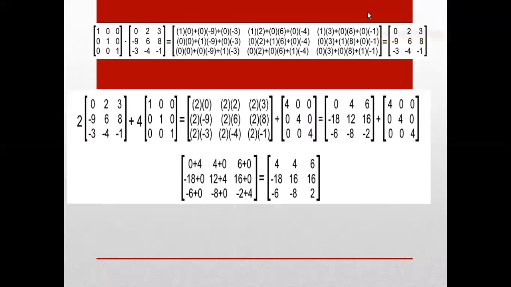So 0 plus 4, 4 plus 0, 6 plus 0. So here element wise addition is taking place. Then minus 18 plus 0, then 12 plus 4, 16 plus 0, then minus 6 plus 0, minus 8 plus 0, minus 2 plus 4. So one to one element wise addition is taking place.